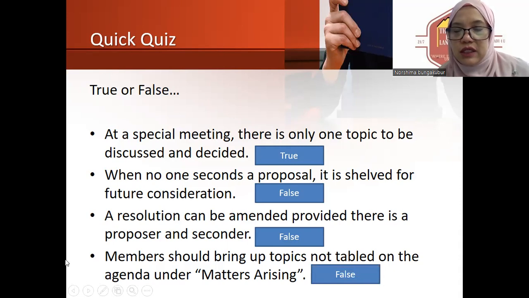Members should bring up topics not tabled on the agenda under matters arising. Hal-hal lain. Okay. Topik yang tidak dibawa dalam mesyuarat itu, I mean normally the agenda has items like important topics. Yeah. If it's not tabled in this meeting, then you should wait for future meetings or maybe the next meeting to bring up the topic. Okay.